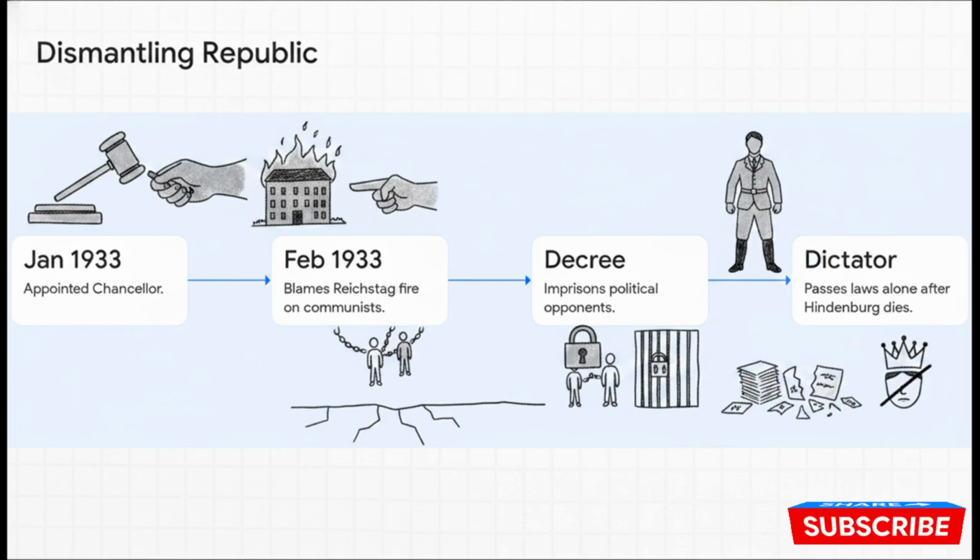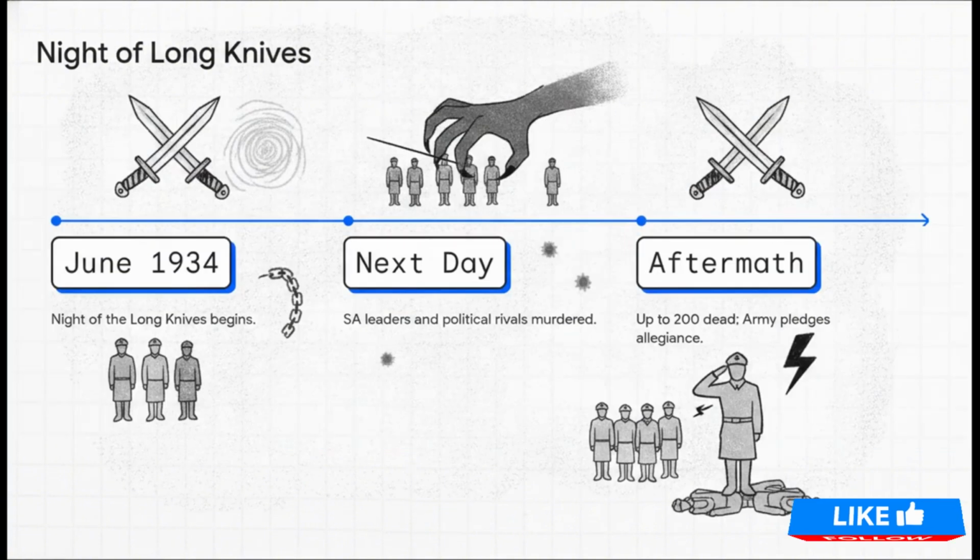Shortly after that, the elderly Hindenburg passes away, and the chancellor immediately passes a law giving himself the power to make all future laws and decisions entirely on his own. He still had one major hurdle left, though. The regular, professionally trained German army absolutely hated his rowdy paramilitary group, the SA. So, to secure the regular army's loyalty, he orchestrated a brutal, bloody purge in June 1934, famously known as the Night of the Long Knives.